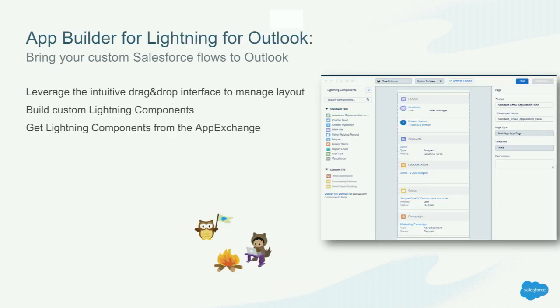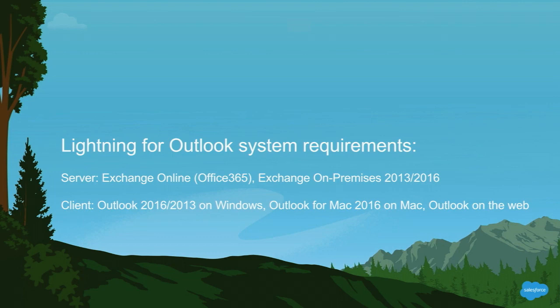You've got the app builder capabilities so that if you want to provide your sales organization with a very specific layout, you can use the app builder and make that experience very relevant to that team. Maybe you'll assign a different email application pane to your service reps so that they get a different list of records and they see more relevant data. You can also get Lightning components from the App Exchange, and if you have the appetite, you can develop your own Lightning components. The system requirements are listed over here. Pay attention to the requirements both on the server and on the client side.